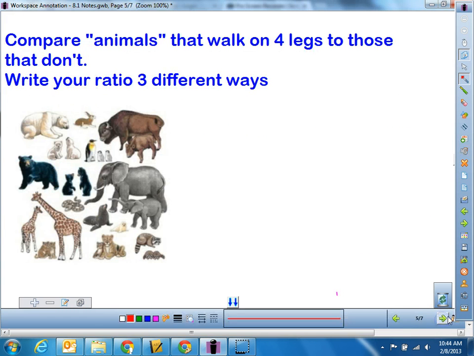This last example here, I'm going to have you do this on your own. We're comparing animals. Now I realize they're not all necessarily animals, but all of these creatures. You're comparing the ones that walk on four legs compared to those that don't. So you're going to have to look carefully at these and see which ones walk on four legs and which ones don't. That's what I want you to write your comparison, your ratio with, and make sure you write it all three different ways, and we'll check that tomorrow.